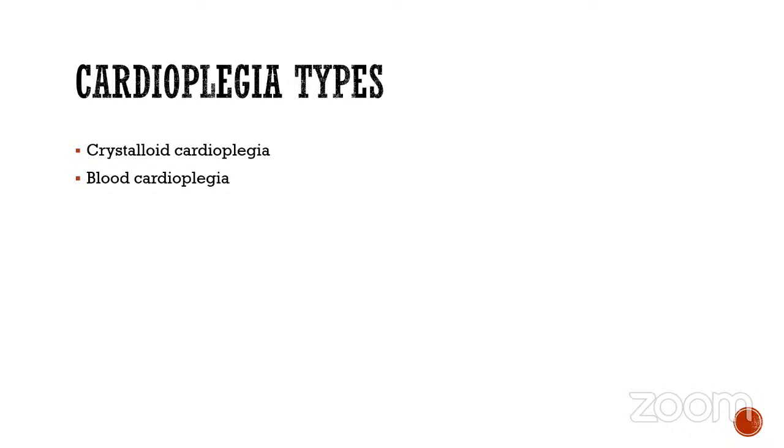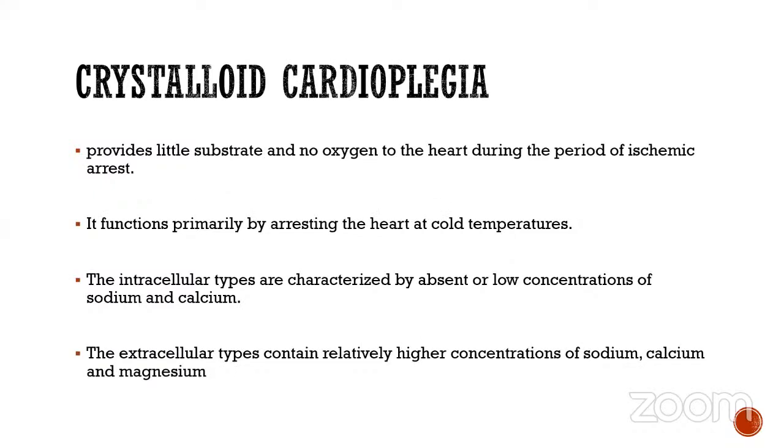In regards to cardioplegia, there are two types: crystalloid cardioplegia and blood cardioplegia. We'll start with the crystalloid cardioplegia solutions. They provide little substrate or no oxygen to the heart during a period of ischemic arrest. They function by primarily arresting the heart at cold temperatures. There are two types, intracellular and extracellular. The intracellular types are characterized by absent or low concentrations of sodium and calcium. The extracellular types, on the other hand, contain relatively higher concentrations of sodium, calcium, and magnesium.